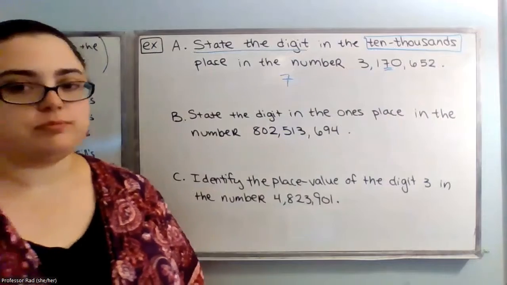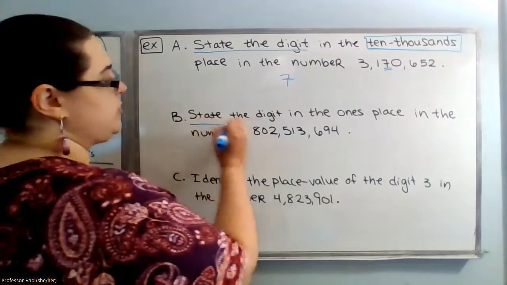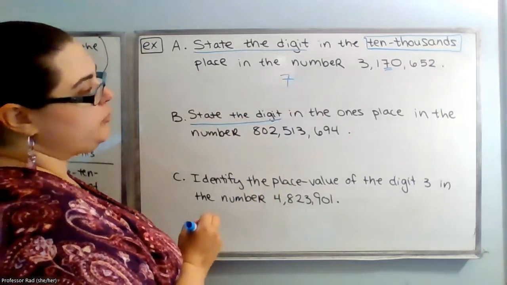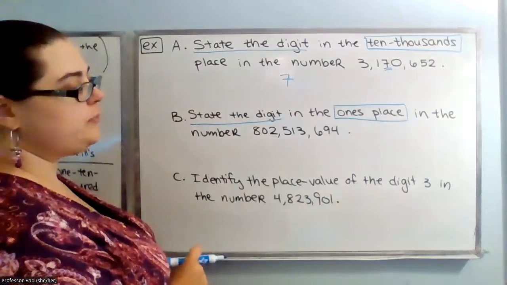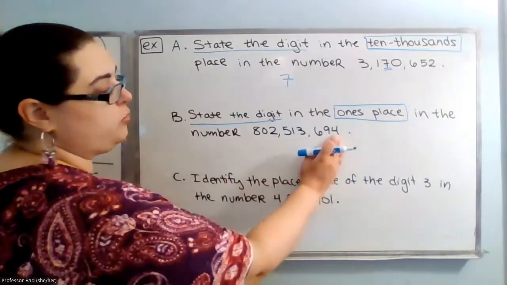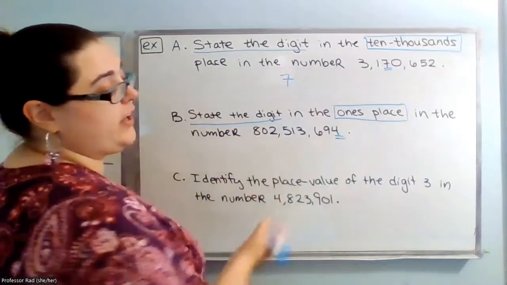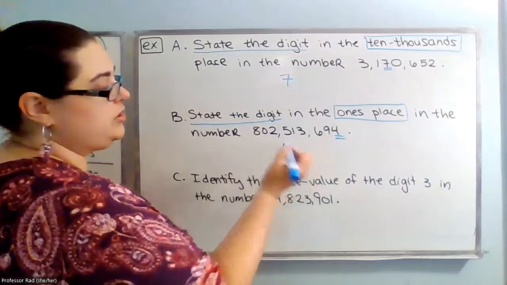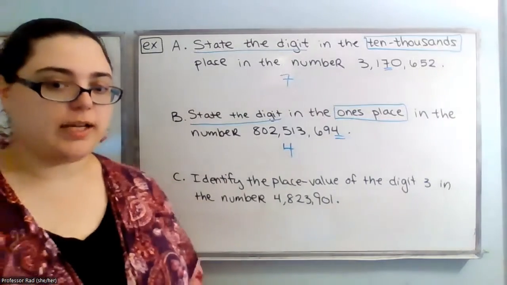Example B is going to be pretty much the same process, right? So we want to state the digit, so that means we're giving a number as our answer, and we want the digit in the ones place in this number. So when you have a whole number, the ones place is the one that's furthest to the right. So it's actually our first place value here. So the digit would be 4. So that's examples A and B.